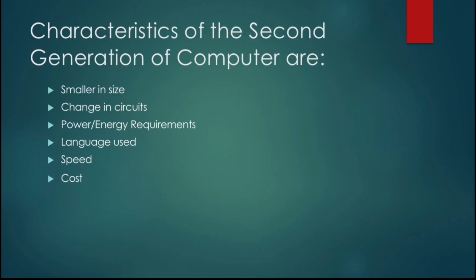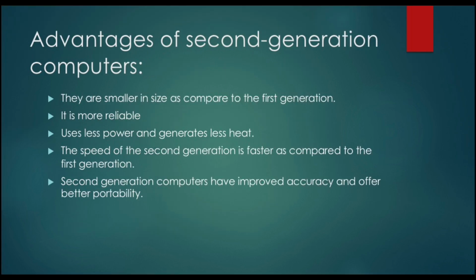Characteristics of the second generation of computers are smaller size, change in circuits, power or energy requirements, language use, speed, and cost. Advantages of second generation computers. They are smaller in size as compared to the first generation. It is more reliable, uses less power, and generates less heat. The speed of the second generation is faster as compared to the first generation. Second generation computers have improved accuracy and offer better portability.